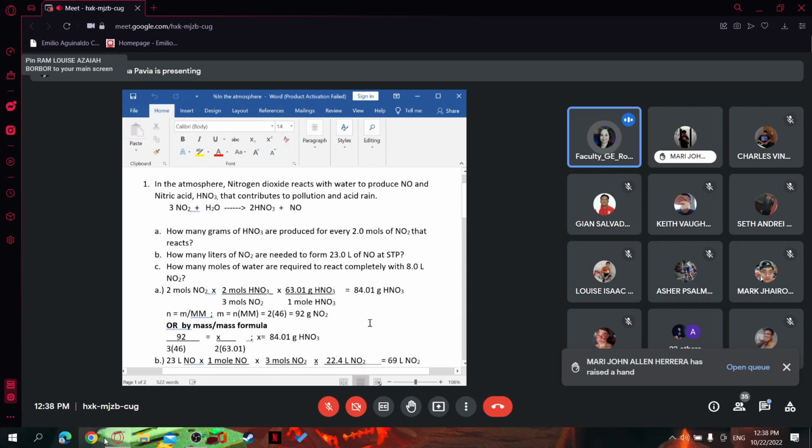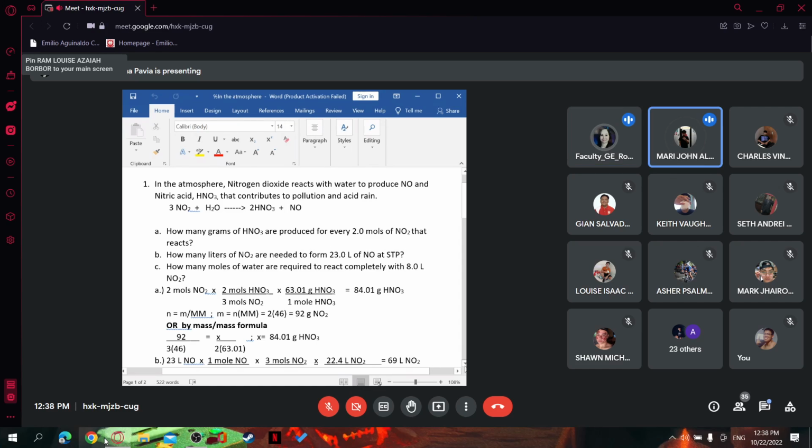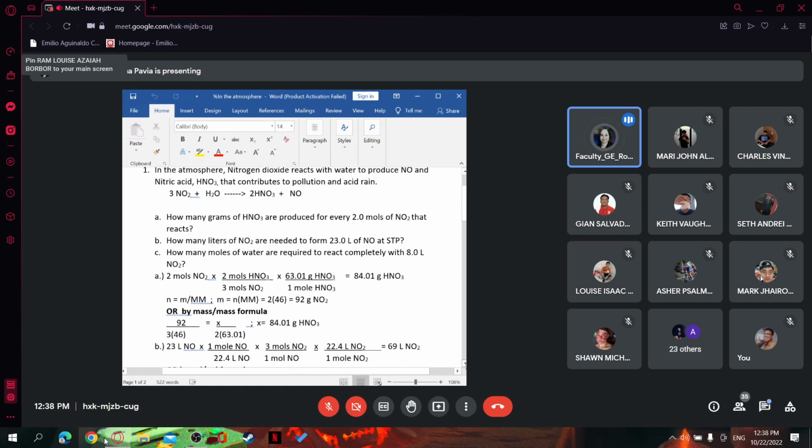Yes, Mr. Herrera? Ma'am, yung sa atomic mass po ng nitrogen dioxide, pinag-add lang oxygen saka nitrogen. Ganon din dito sa compound. HNO3. Okay po, thank you po. Ganon din ang gagawin. Basta po, pag molar mass, i-add nyo yung individual elements times the coefficient, the subscript. Okay?